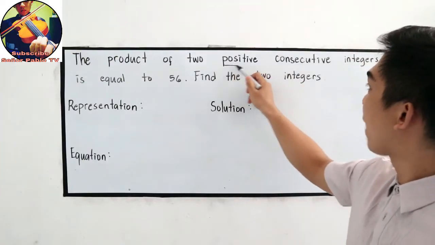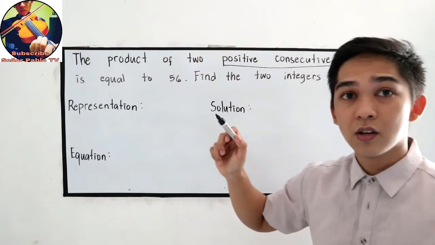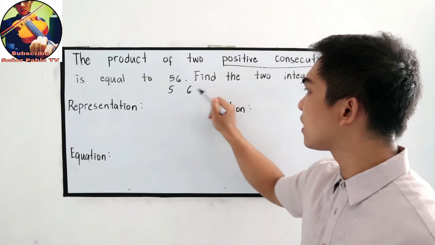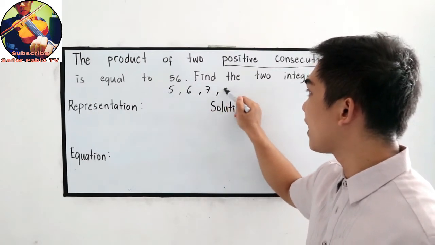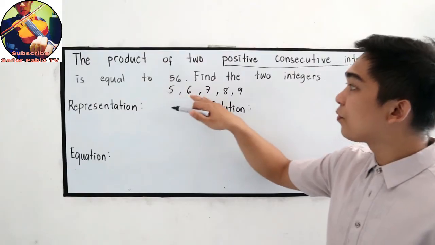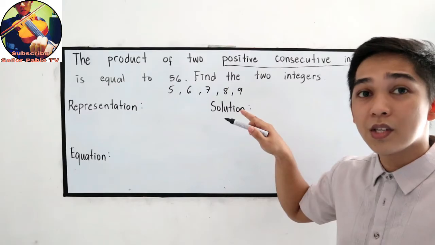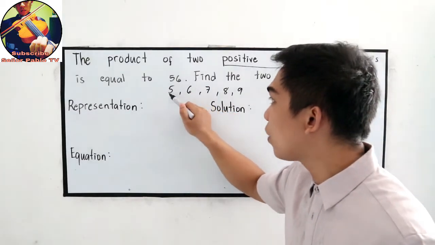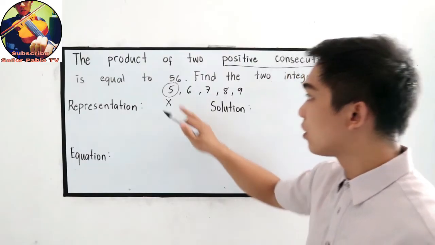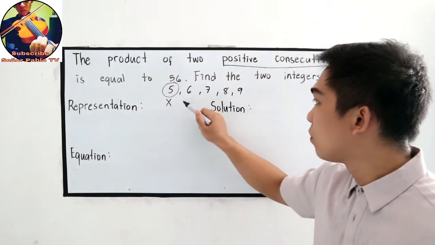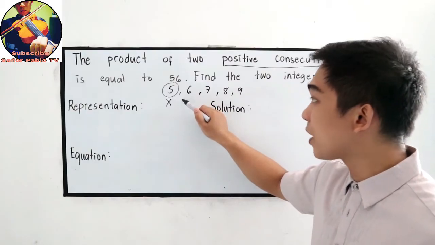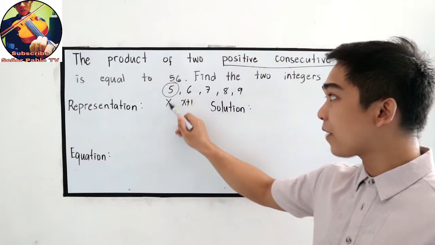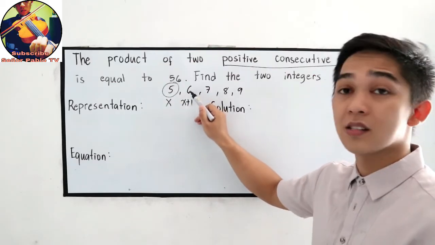In the given positive consecutive integers, to find our representation, let's say we have the numbers 5, 6, 7, 8, 9. To find the consecutive terms, we just need to add 1 from the previous one. So let's say our x is 5. To find the next term, we just need to add 1. So that means in our representation, that is equal to x plus 1. So if x is 5, therefore 5 plus 1, that is 6.